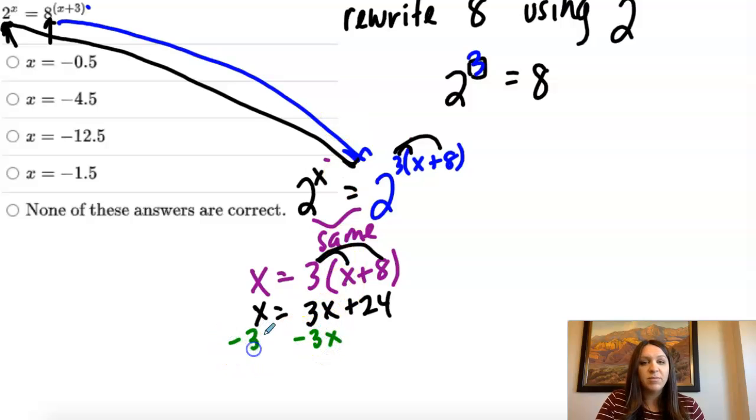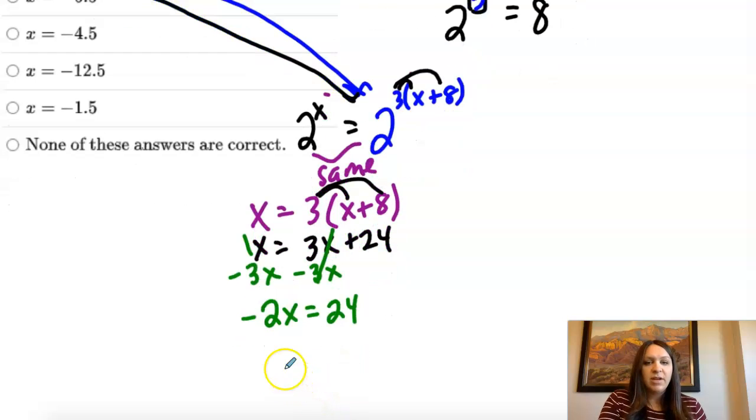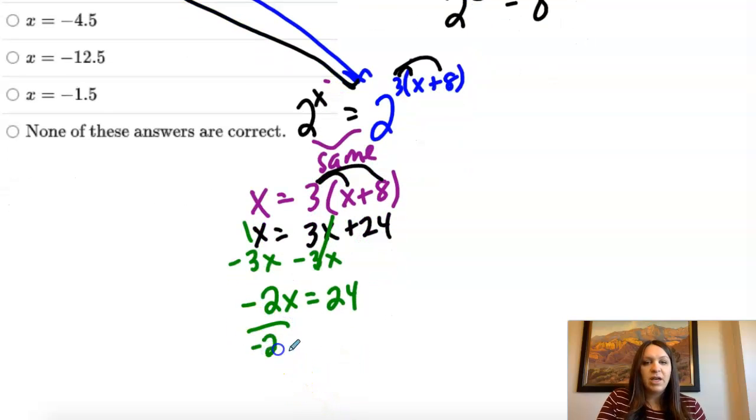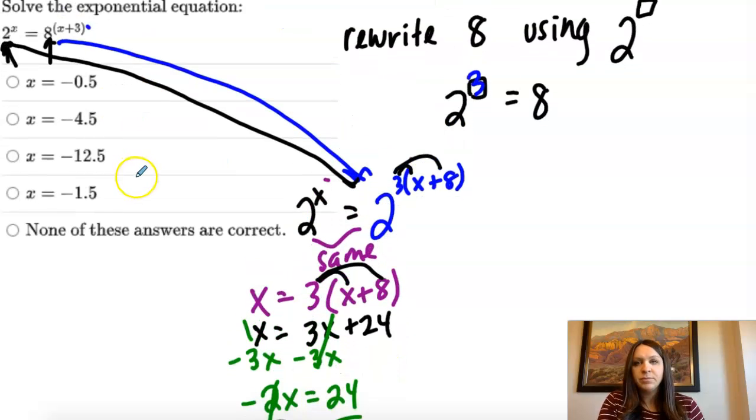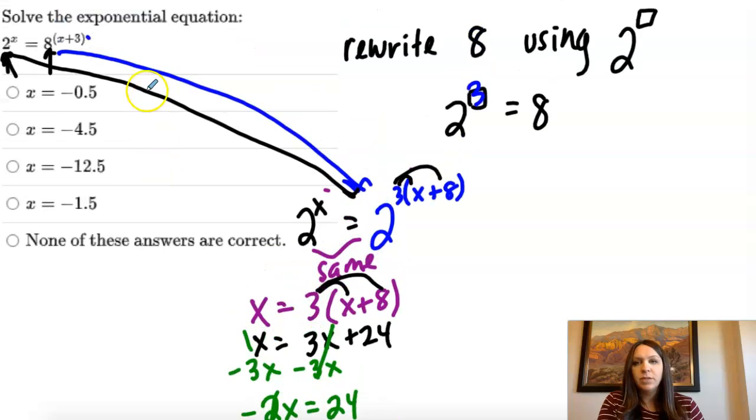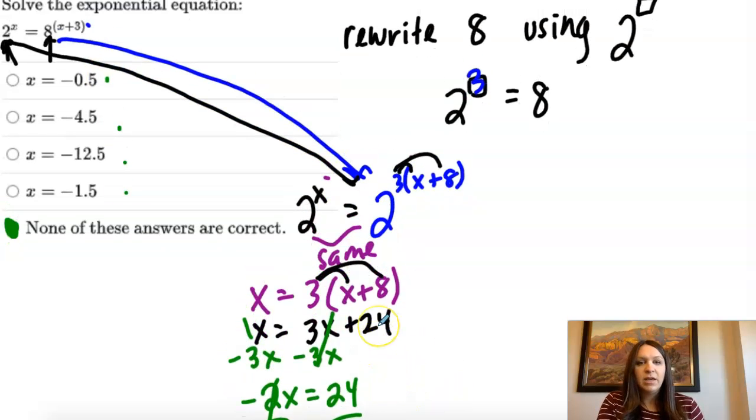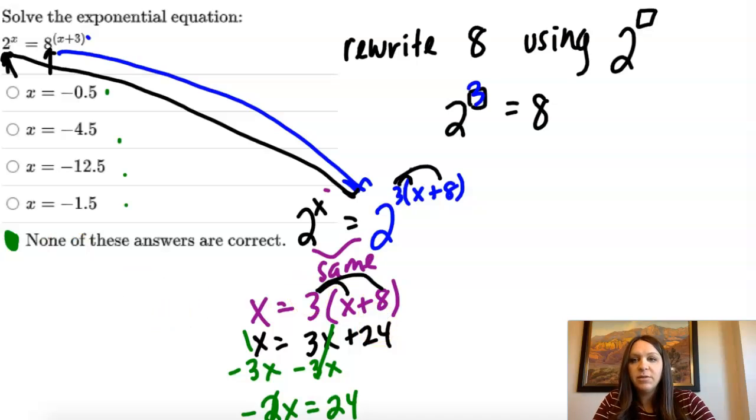Minus 3x on both sides. So I have 1 minus 3, which is negative 2. Divide both sides by negative 2 to get x by itself. X equals negative 12. So none of these are correct because it's negative 12. Okay, so let's do some more.